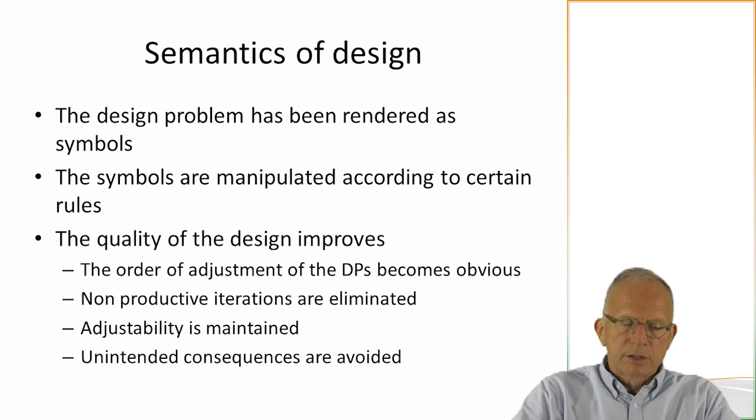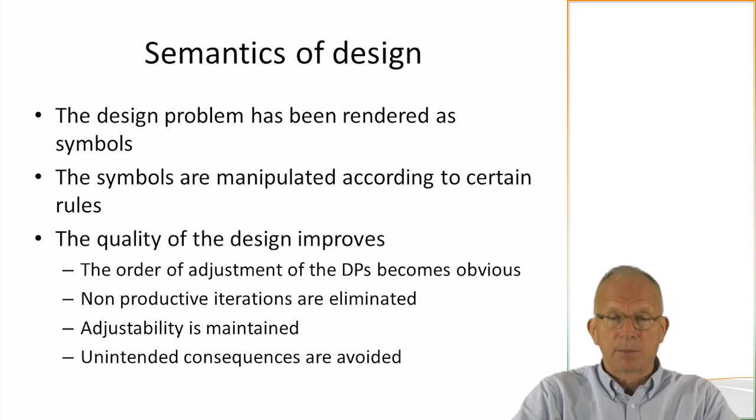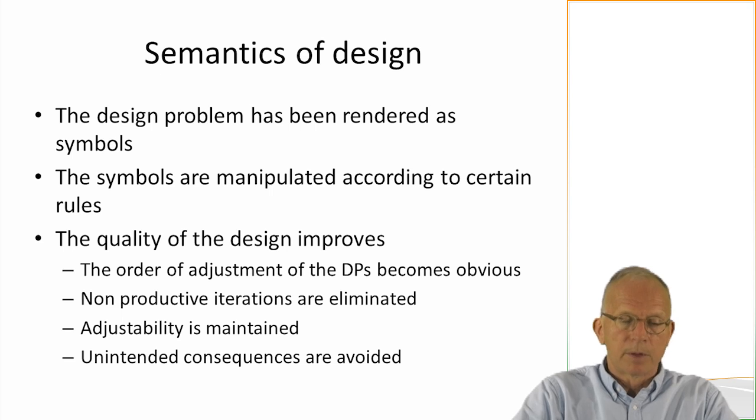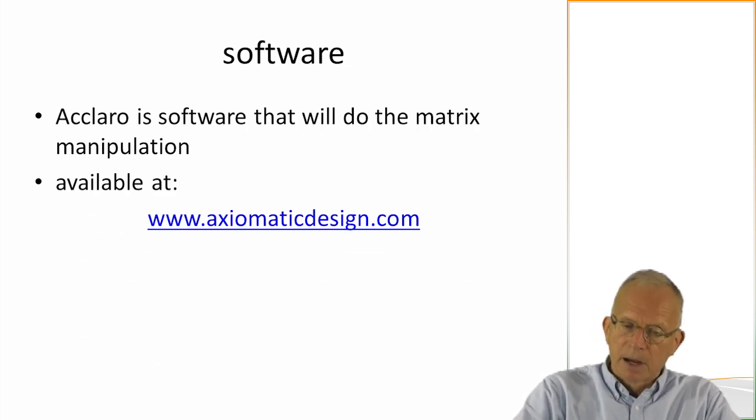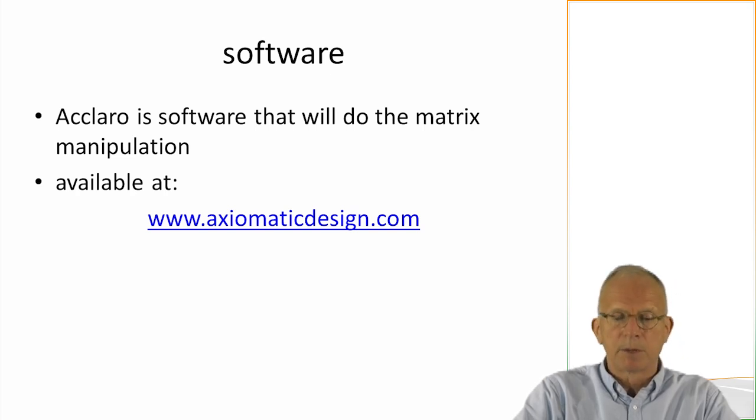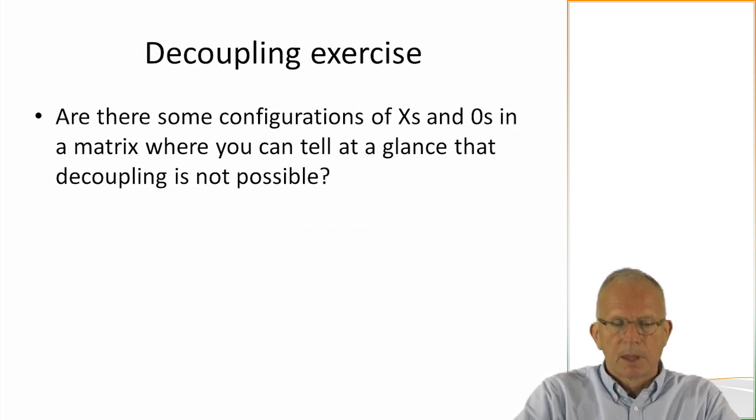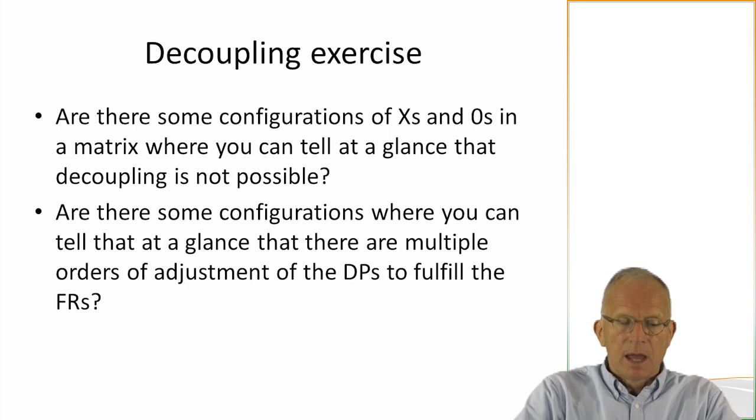So we've done what we've done with other kinds of engineering problems. We've rendered the problem into a mathematical form, then been able to solve it mathematically, and then see what happens from that. Now, as I mentioned before, there's software that can do the matrix manipulation, and that's available at axiomaticdesign.com. So here's an exercise. Can you figure out how you might be able to tell at a glance if decoupling is not possible? And are there some configurations where you can tell at a glance that there are multiple orders of adjustment of the DPs to fulfill the FRs?